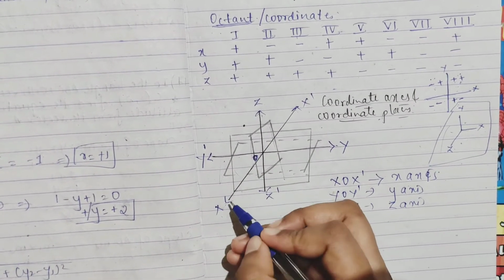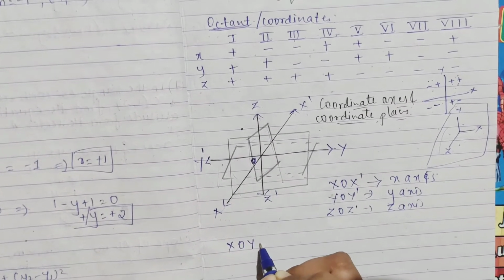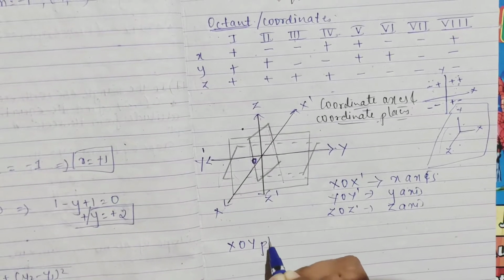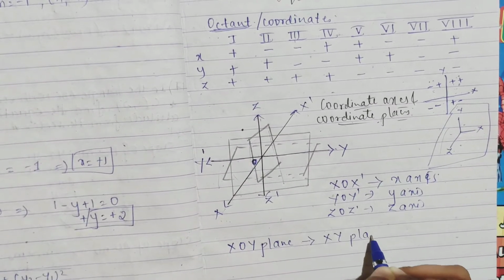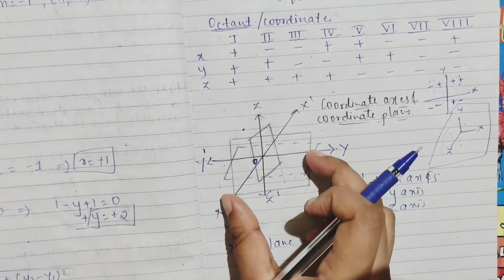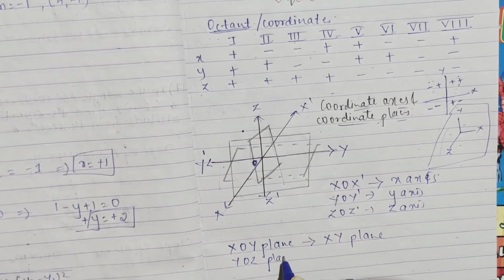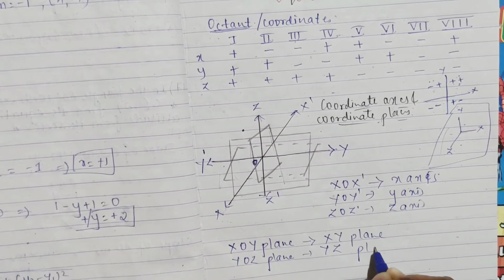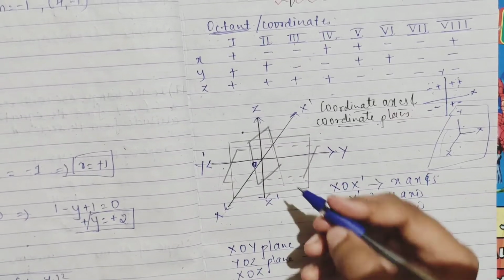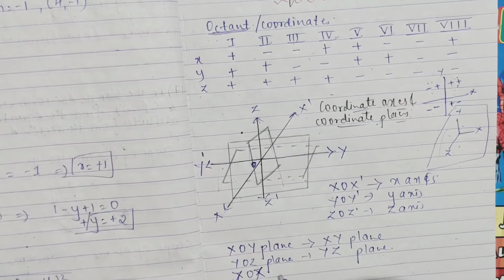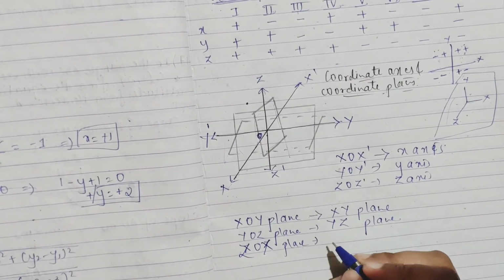Along with that, consider the XOY plane. This is called the XY plane, and it considers the coordinates x and y. Then comes the YOZ plane, which is nothing but the YZ plane. And then comes the XOZ or ZOX plane, usually called the XZ or ZX plane.